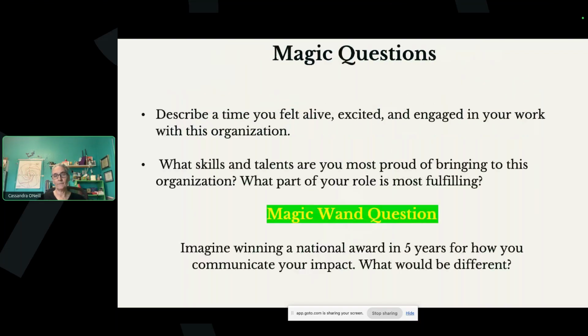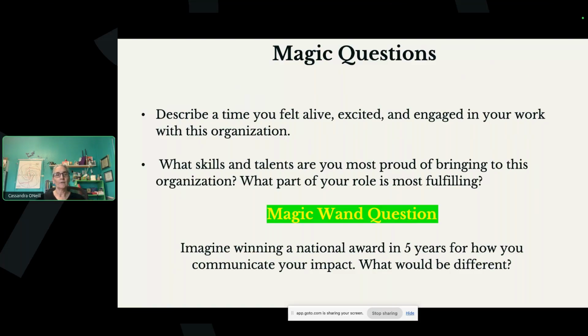So here again are these magic questions: describe a time you felt alive, excited, engaged in your work. And I just did an in-person workshop last week, and had people ask each other these questions. And then I had them share out, and it really blew me away. I mean, the stories that people shared were incredible. They were moving, they were emotional, and they weren't trying to be. They were literally feeling emotion themselves, remembering and sharing about these experiences.